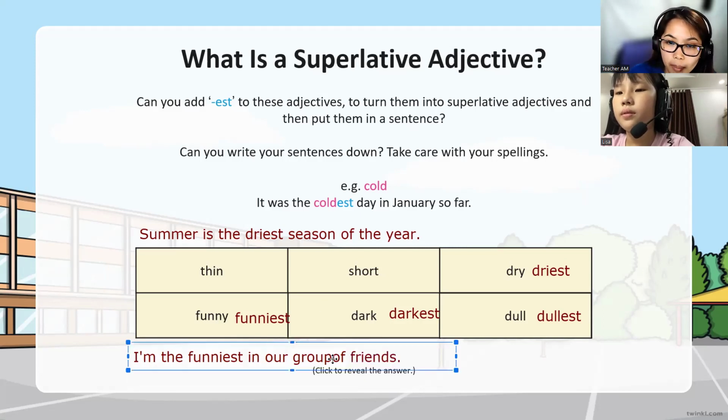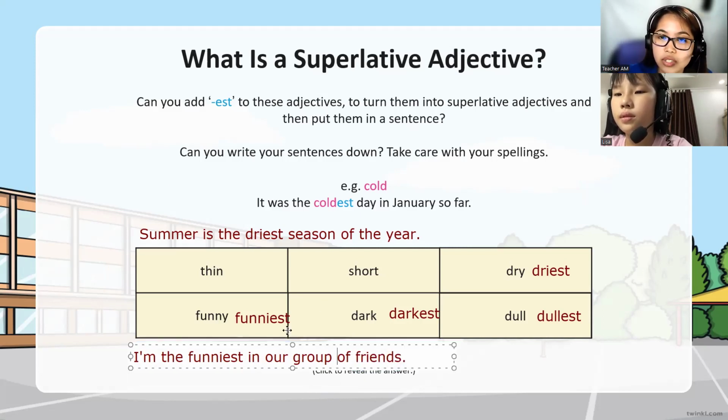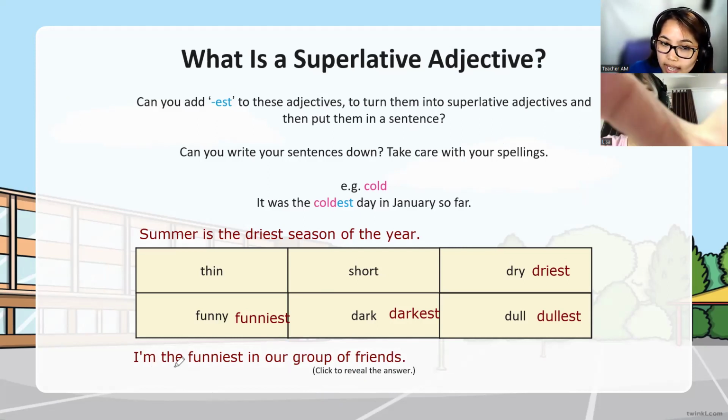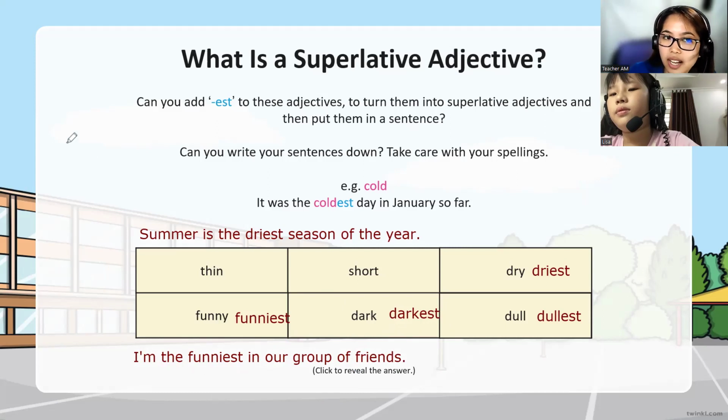By the way, I forgot to tell you that in using the superlative adjective, we don't use than anymore, because we're comparing a whole number or a group of something. So here, I'm the funniest in our group of friends. And don't forget to add the before the superlative adjective. Okay, let's give it another try. What about darkest?